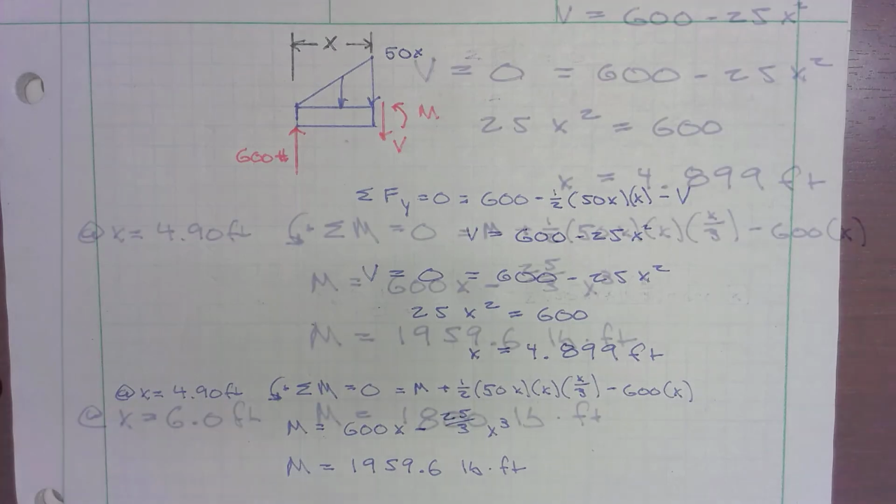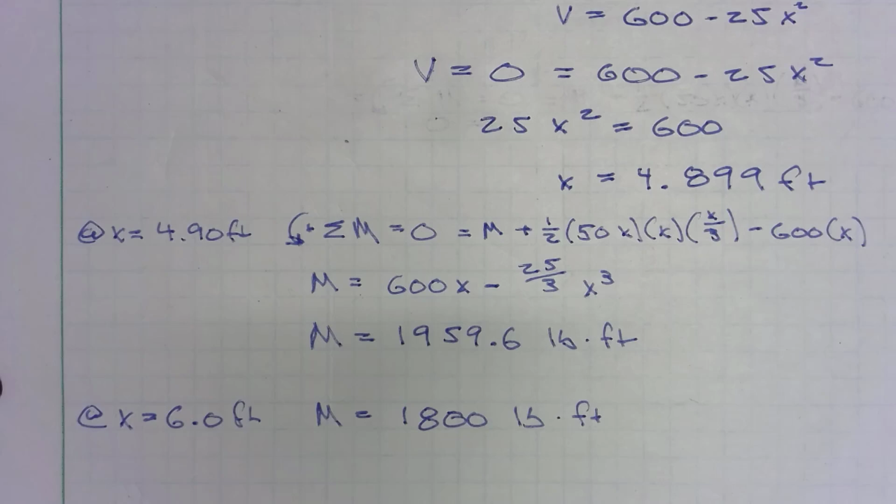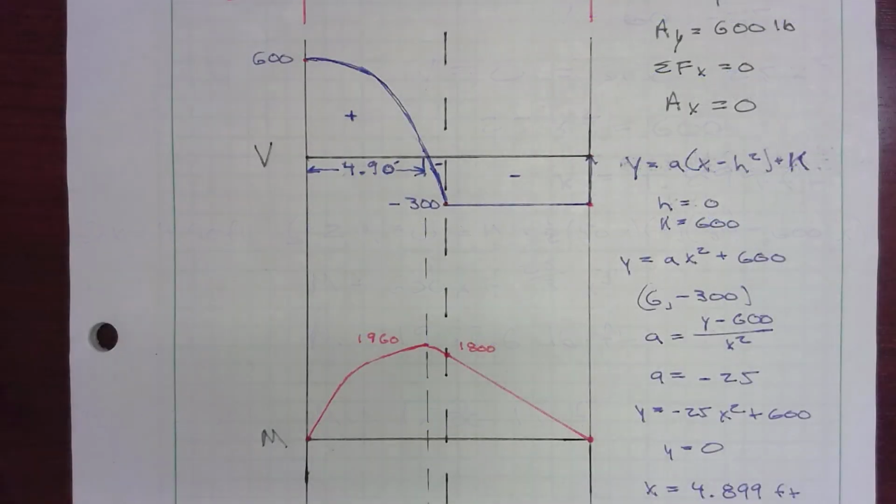And then I also want to find my value at x is equal to 6. I put it in the same equation, and I get M is equal to 1,800 foot-pounds. And so now I'm able to plot these two values. One is 1,960, and one is 1,800. All right, so what I'm now doing is drawing the curve from 0 to 1,960.